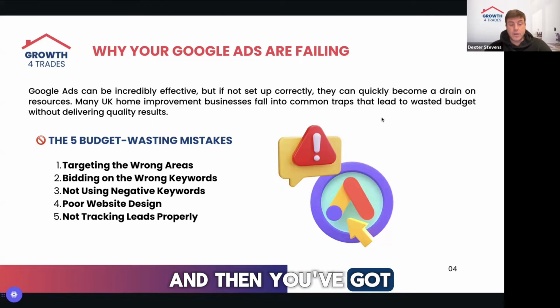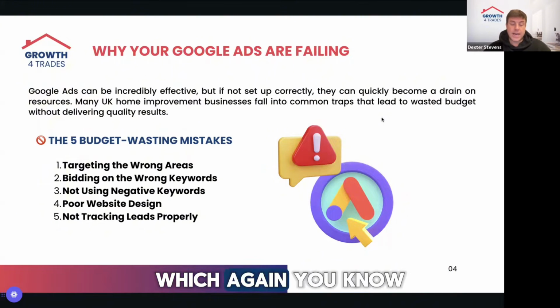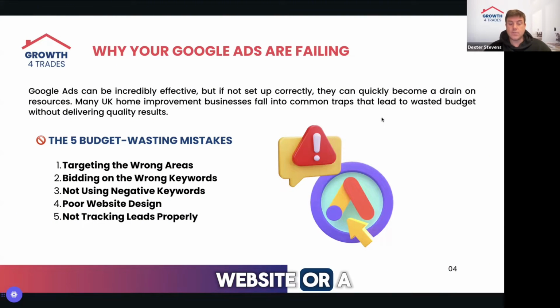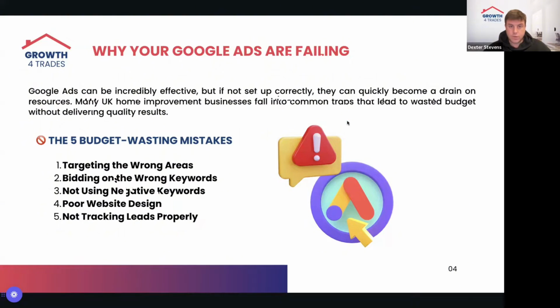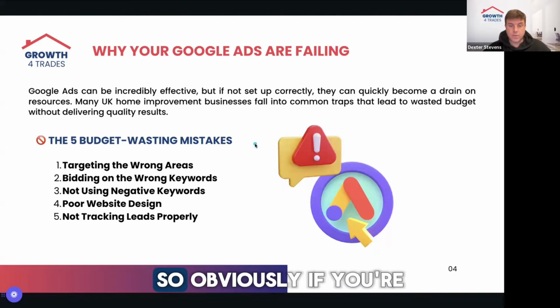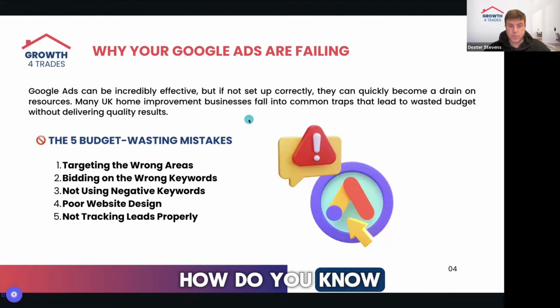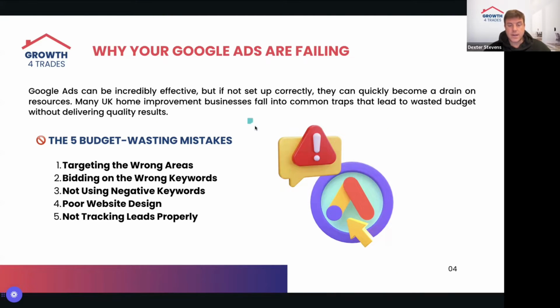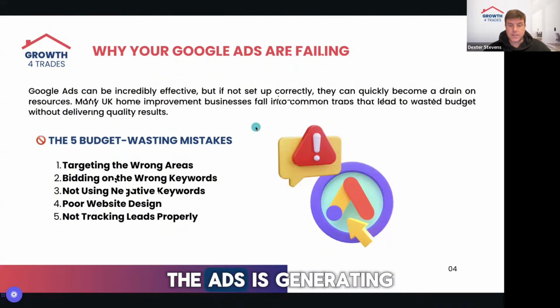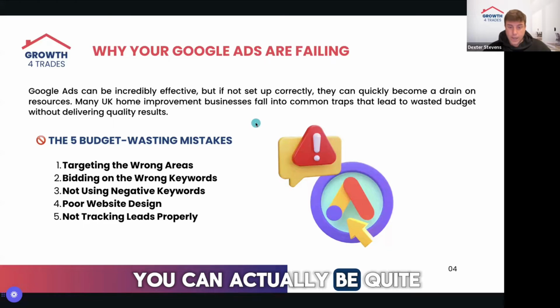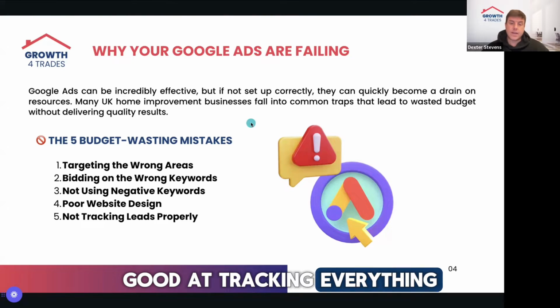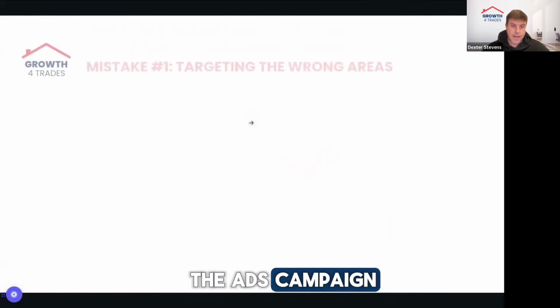And then you've got poor website design, which again, you can send as much traffic to a website or landing page, but if it's not built to convert that traffic, then it's going to cause some wasted ad budget. And then also there's not tracking leads properly. So if you're not tracking the leads, how do you know what your cost per acquisition is? And how do you know how many leads the ads are generating? And of course, in the digital world that we're in, you can actually be quite good at tracking everything in terms of leads that come in from the ads campaign.